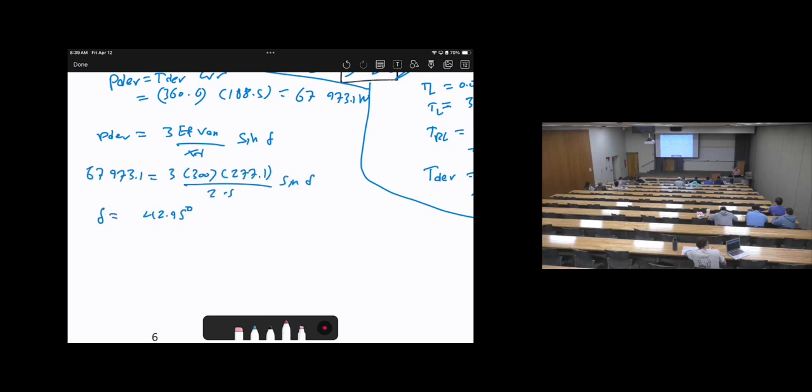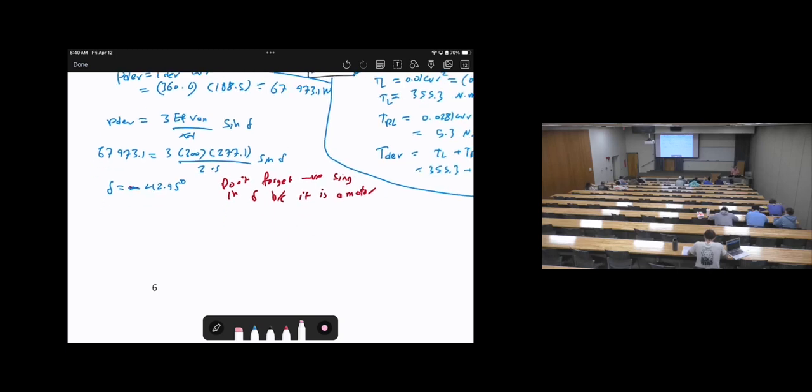But recall, this is a motor, so put a negative sign. Don't forget the negative sign in delta because it is a motor. So it's very important to put a negative sign. That's delta. Now we just calculated delta.